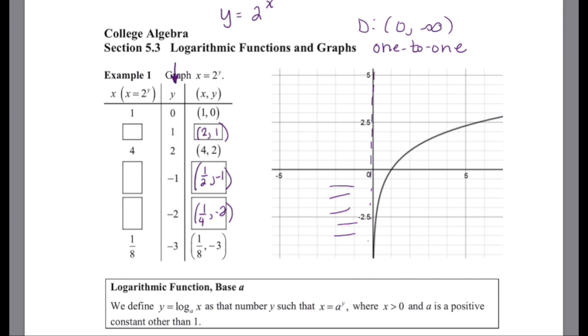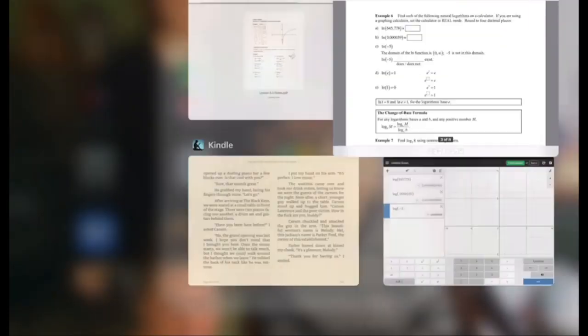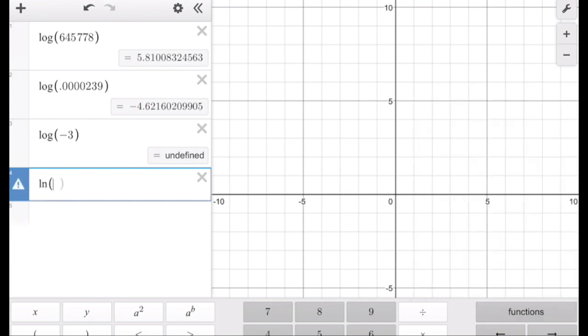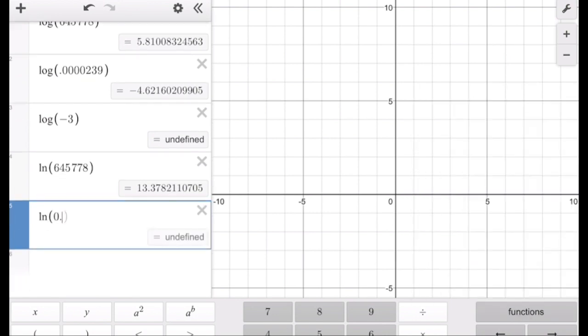We can also find the natural log of the following. Also using Desmos, we can click the functions button and notice there's a natural log button. Natural log of 645,778 gives us approximately 13.4 when rounded. We can also take the natural log of tiny decimals and get, with one more 0 here, about -10.6.